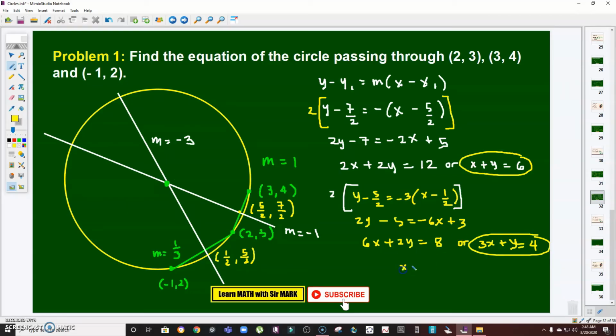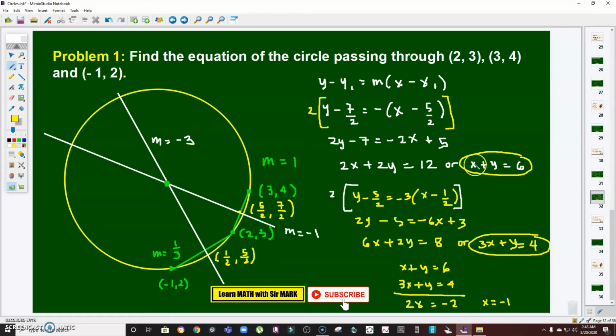So that is x plus y equals 6, and 3x plus y equals 4. It's easy to eliminate y, so I'll just subtract. 3x minus x becomes 2x. y minus y is 0. 4 minus 6 is negative 2. So clearly, x here is negative 1.